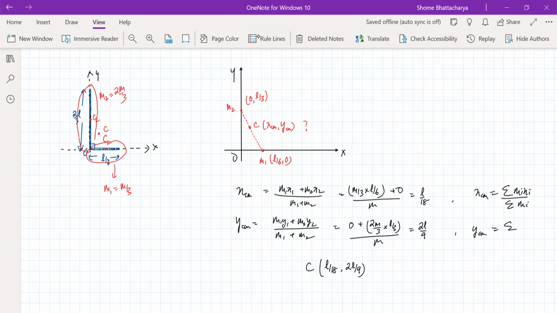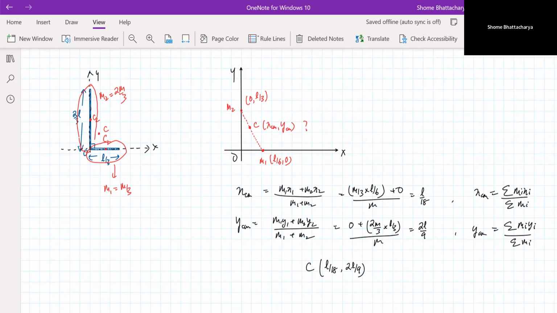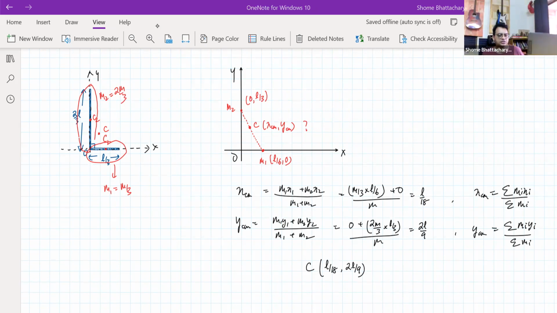There is no other method, beta. You have to use this definition of center of mass. There is no other method of finding center of mass. Moment is a different thing, beta. Moment we'll discuss when we come to the chapter of rotation and we understand moment of force, moment of linear momentum, all these things. This is the definition of center of mass, and this is the method you have to use here. Okay, sir.